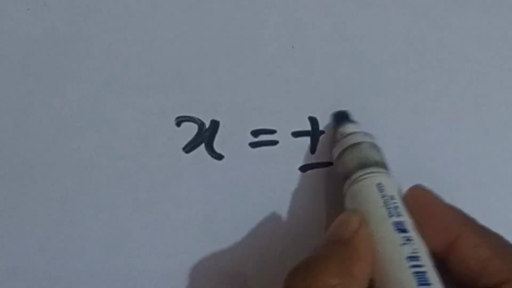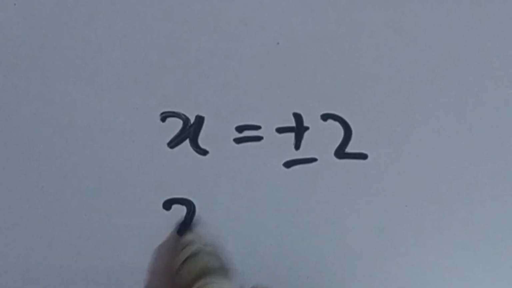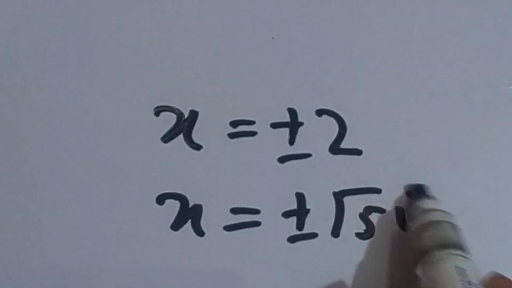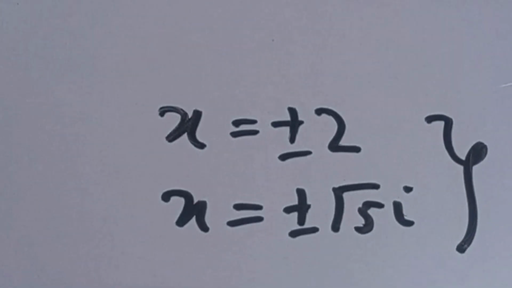So in our question, x is equal to plus minus 2 and x is equal to plus minus square root 5 iota. These are the answers of our question, and we have done.